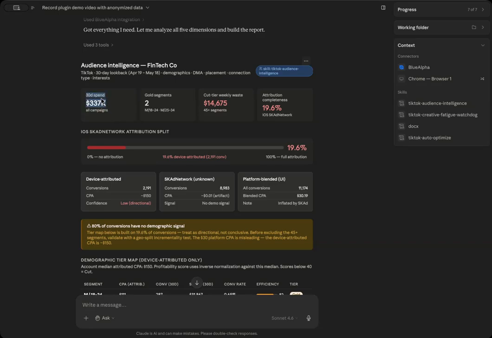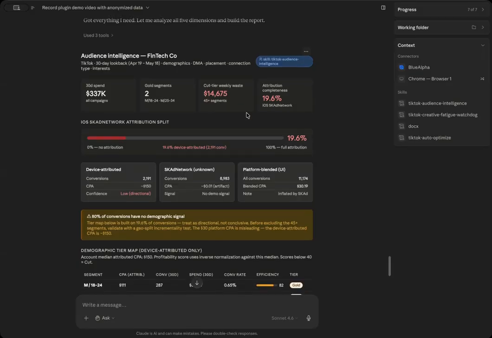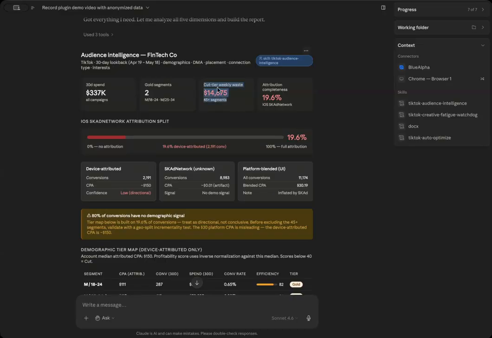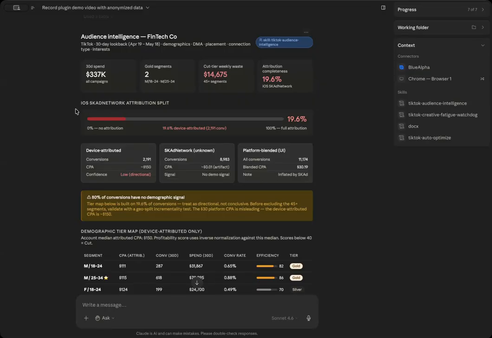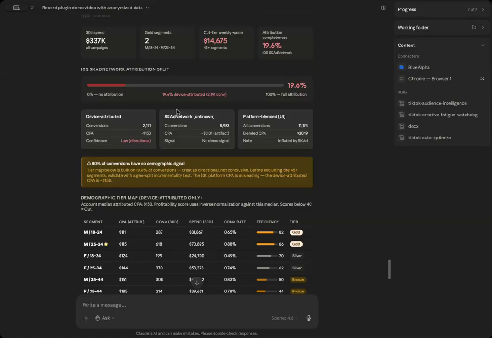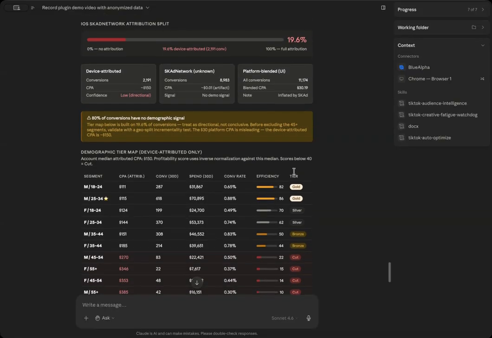So moving on to the audience intelligence deep dive, we spend a bunch of money across all of the campaigns. These numbers, again, we obviously had to change, right? So that's where you see different numbers. We identified 2 gold segments in terms of audiences, which are male 18 to 24 and 25 to 34. In their case, it makes a lot of sense. FinTech mobile application, where you can, for example, be in the cash space. So that makes a lot of sense. There's a cut tier of weekly waste happening across the audiences, especially the 45 plus segment. We should potentially look into that. And then we're also looking at the iOS SKAdNetwork attribution split, where it seems it only captures 19.6%.